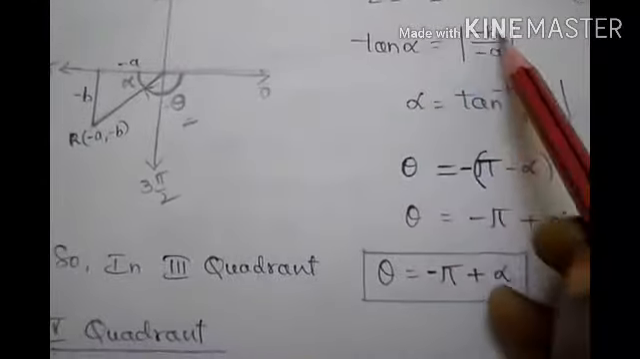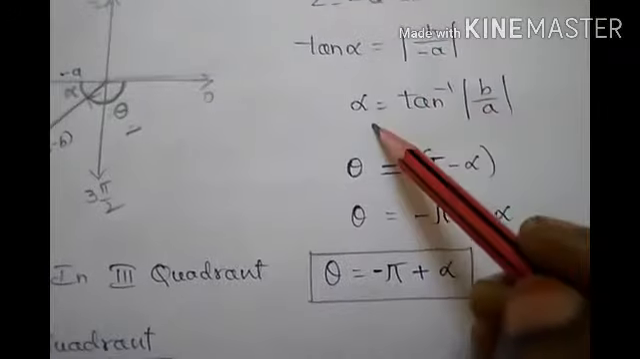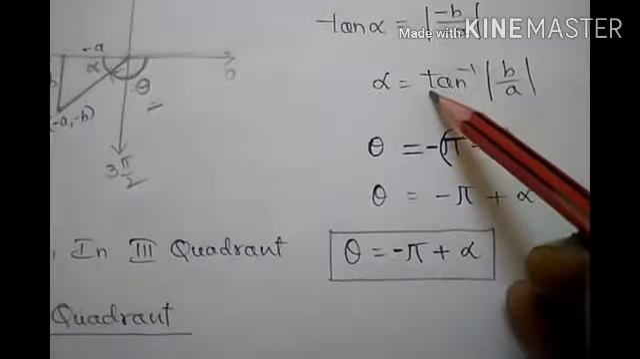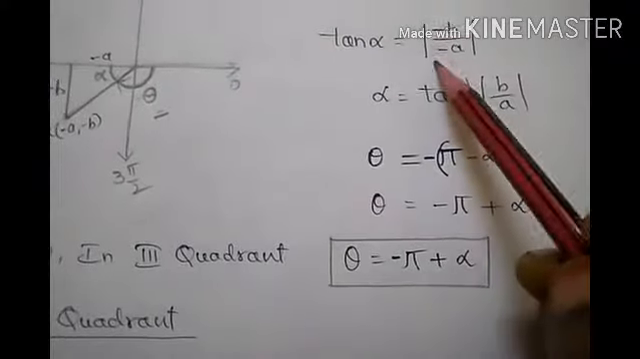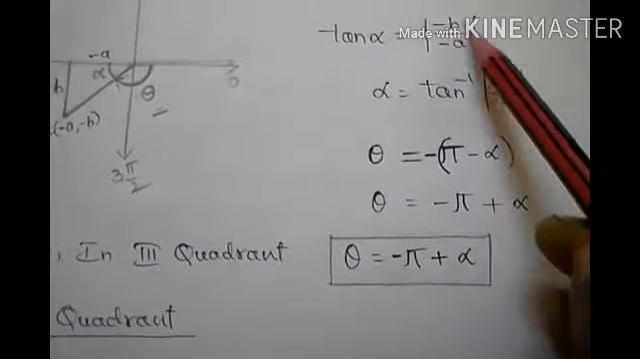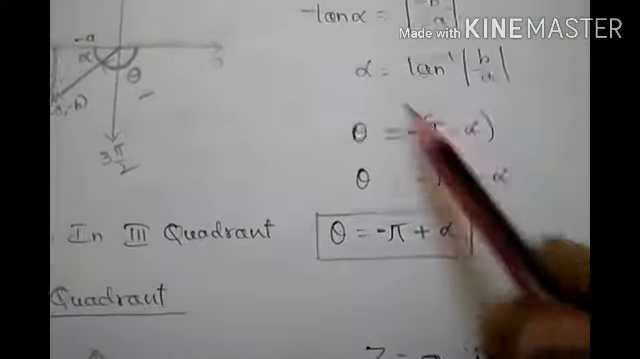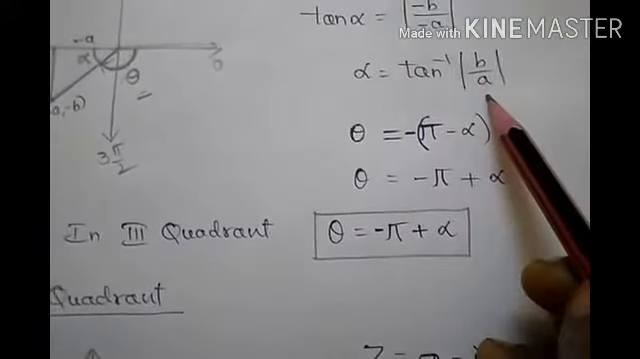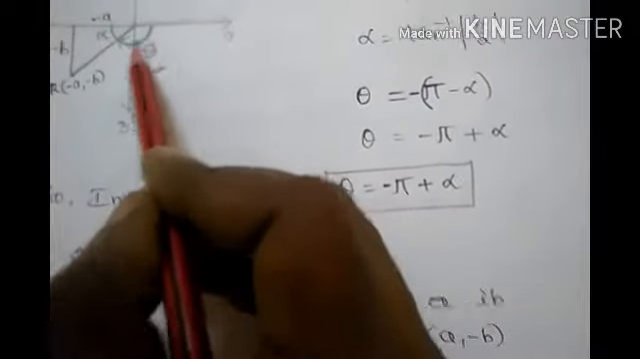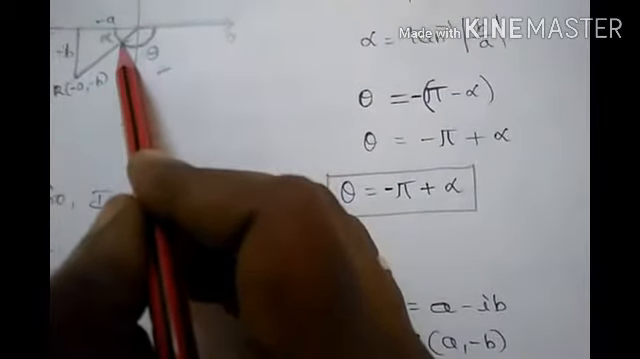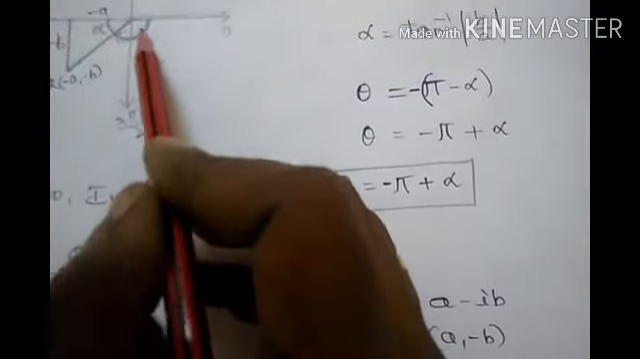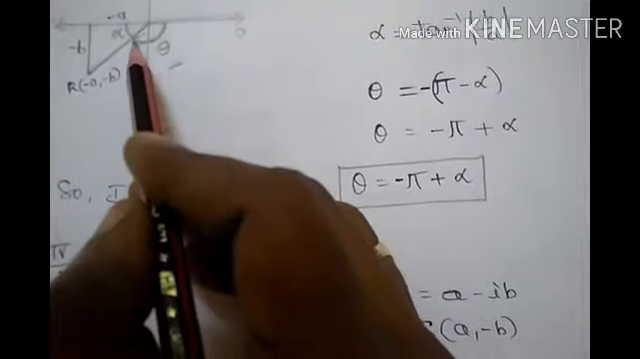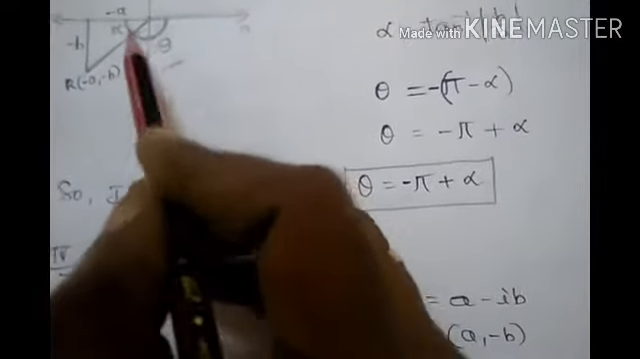So tan alpha equals minus b by minus a. Alpha equals tan inverse of modulus of b by a. Since we are taking modulus, it converts the negative into positive. So here alpha equals tan inverse of b by a. Since we have to find the argument theta in the clockwise direction, it takes a negative angle. So the angle will be negative.